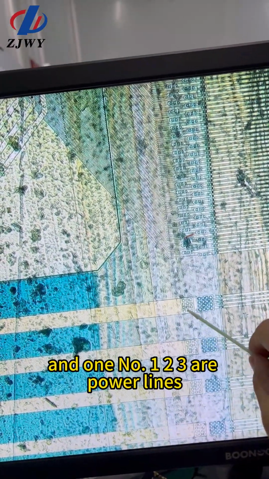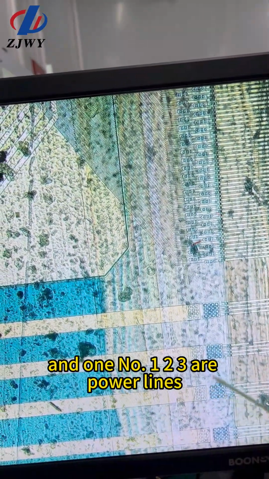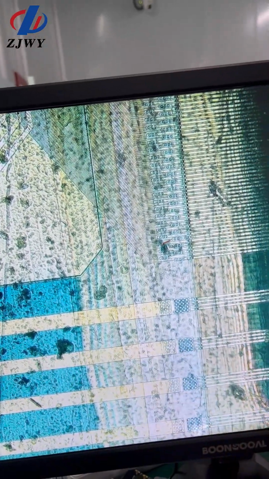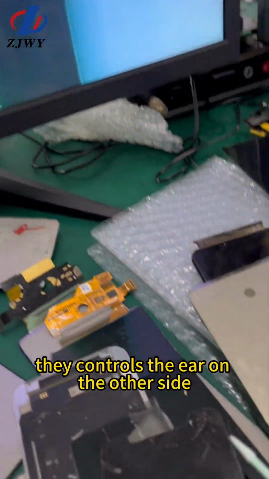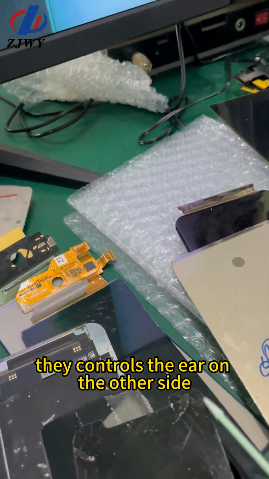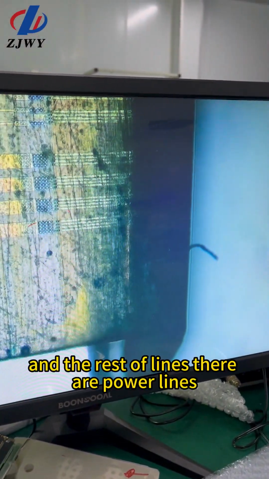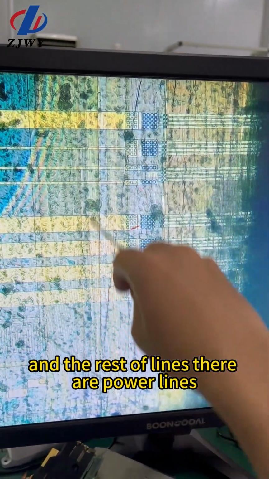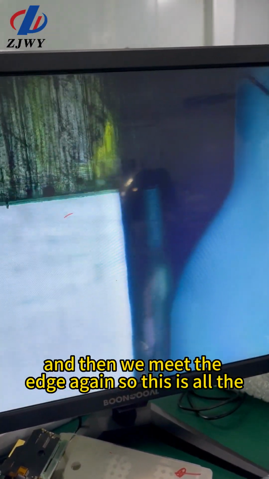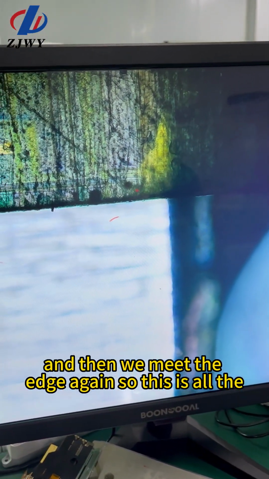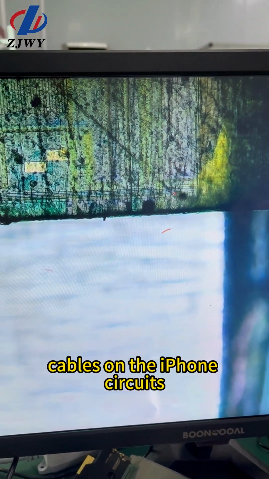And number 1, 2, 3 are power lines. And the number 4, 5, 6, they control the ear on the other side. And the rest of lines, they are power lines. And then we meet the edge again. So this is all the cables on the iPhone circuits.